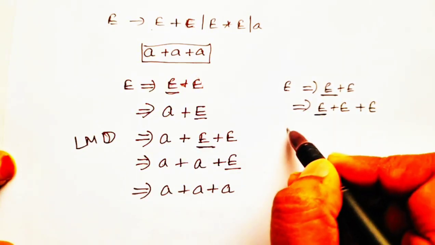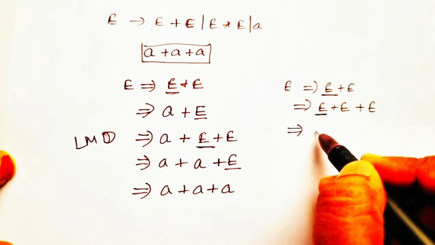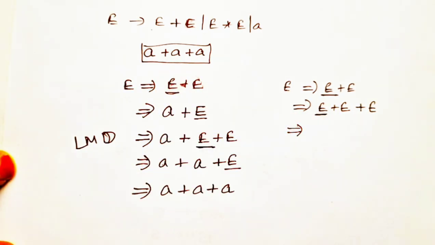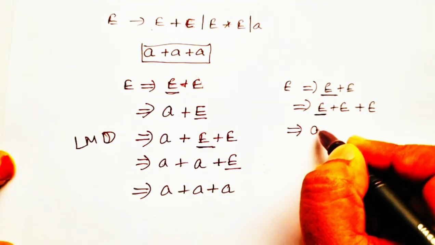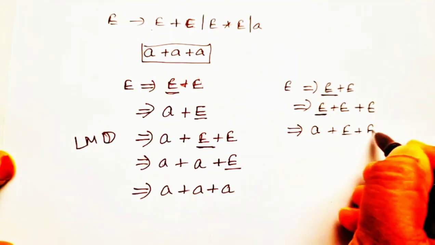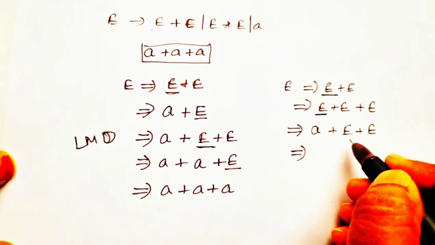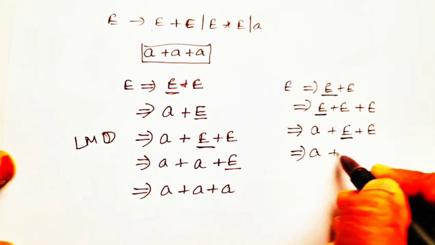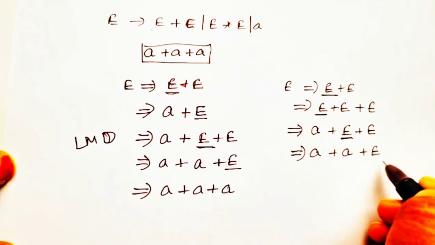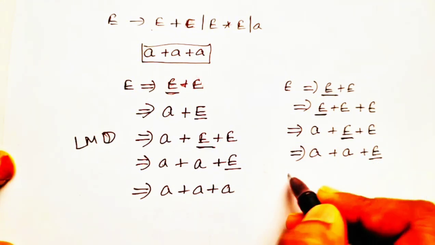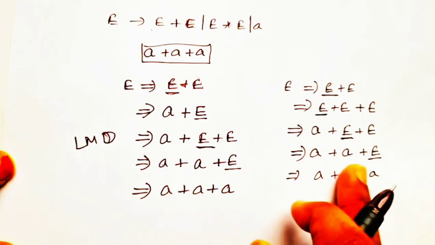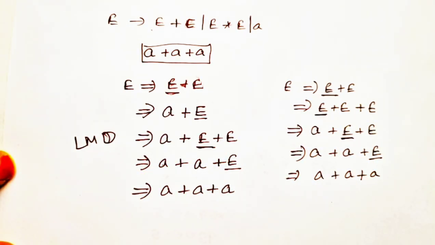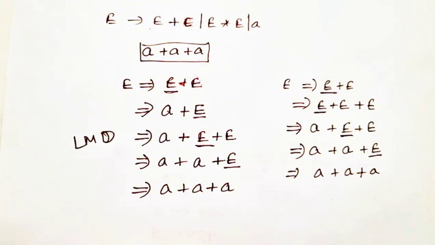Next, what is the leftmost symbol here? This E. And as I want to get a plus a plus a, what I have to take? Simply E goes to a for this E. Next leftmost is this. Here also I will take E goes to a production. Next leftmost non-terminal is this, a plus a plus a. See, two different leftmost derivations. You can do more than one leftmost derivation also.